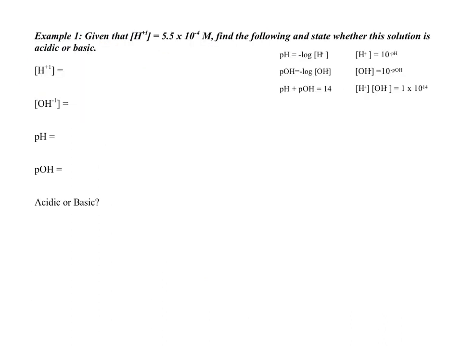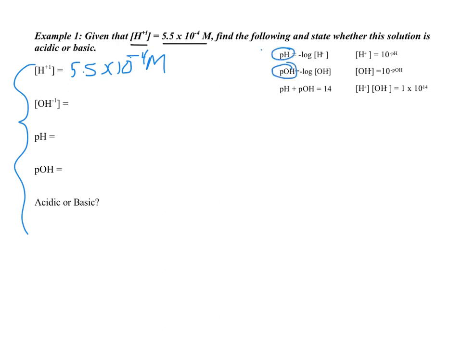So let's do a problem. Here it says we've been given a hydrogen concentration of 5.5 times 10 to the negative 4th. And they want us to solve all of the following questions. So they've given us our hydrogen amount, 5.5 times 10 to the negative 4th. There are multiple ways to do this. My favorite is to go immediately to the pH or the pOH scale. Like, I want to get out of these times 10 to the negative numbers.